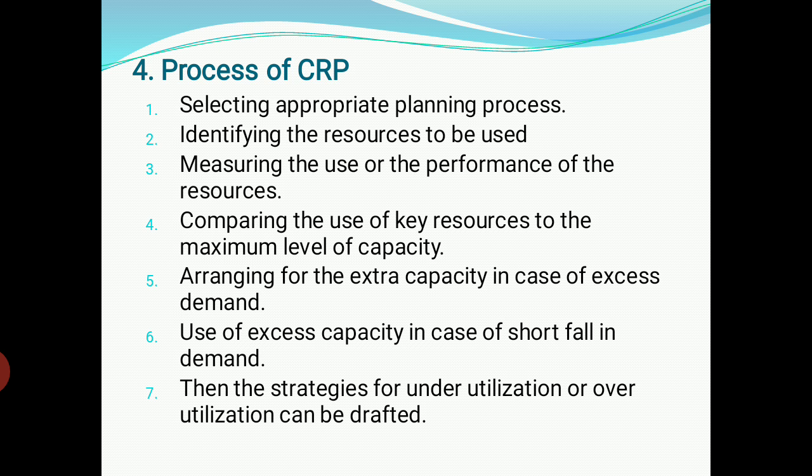So at the first stage, we select the appropriate planning. At the second stage, we identify the resources that we are to use. At the third stage, we try to measure the performance. At the fourth stage, we compare the resources we have and what maximum level of capacity they can give. At the fifth stage, either we make the arrangement for excess demand, or we make the arrangement for the shortfall in the demand. And then accordingly, the strategies related to underutilization or overutilization can be drafted or checked out by the company. So that comes to an end of the process of CRP.